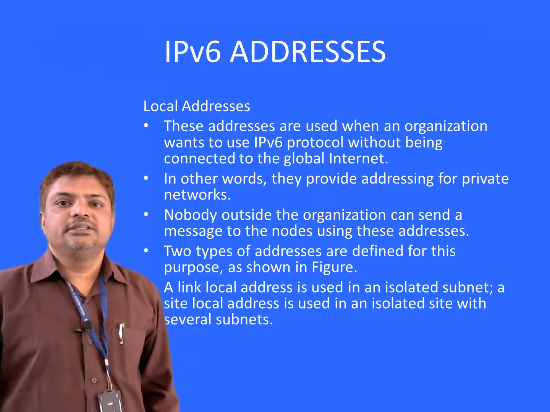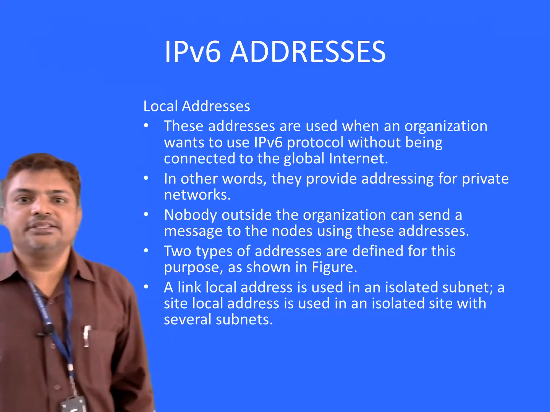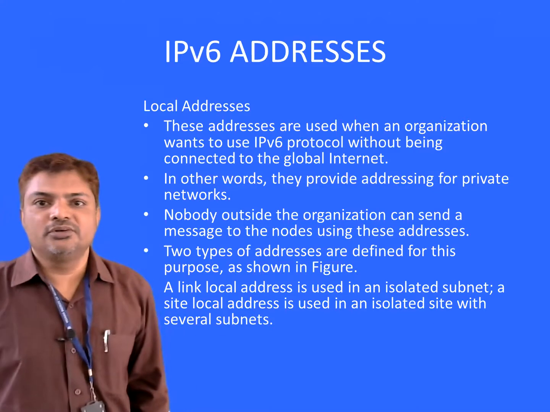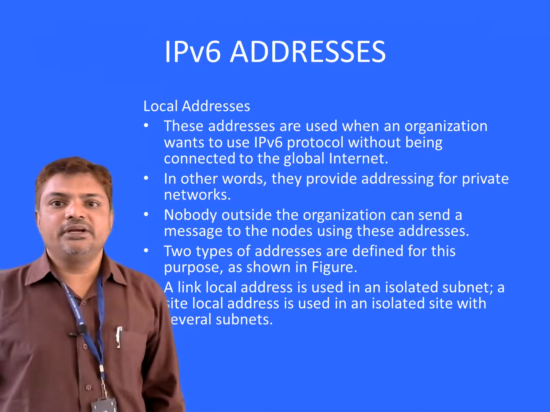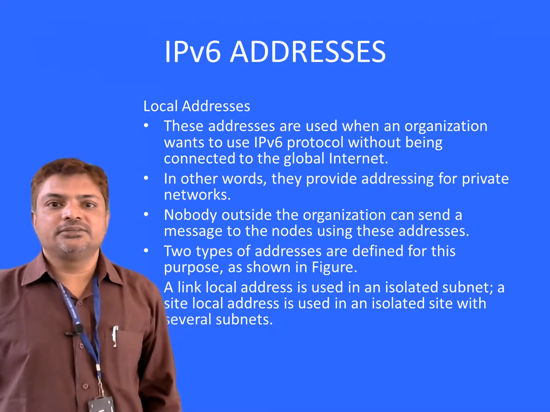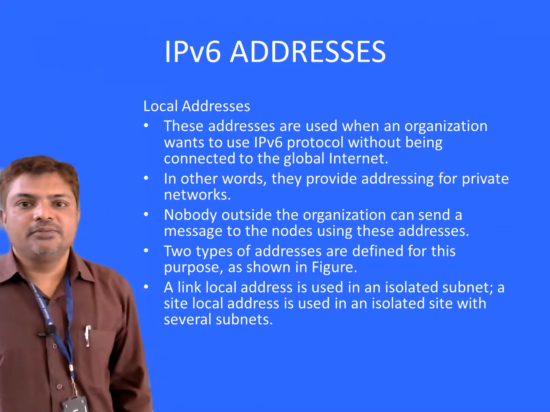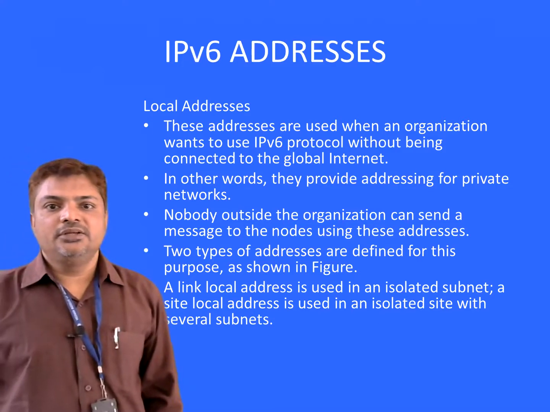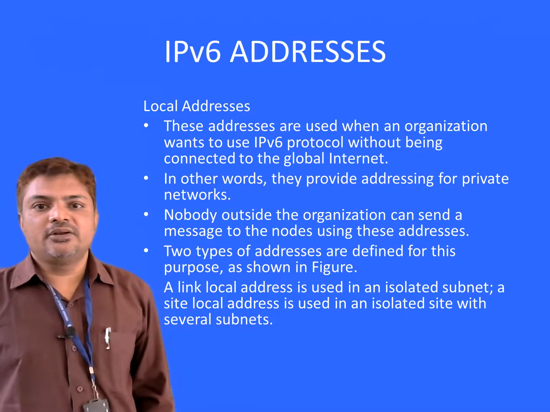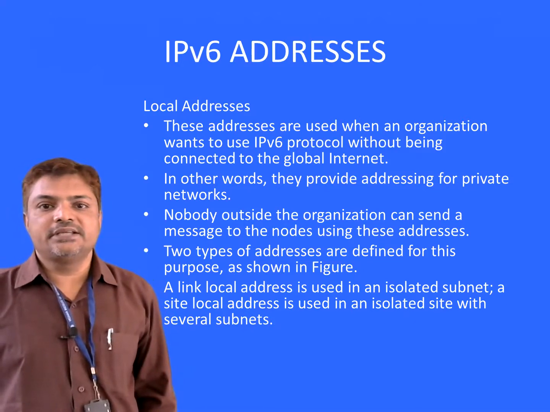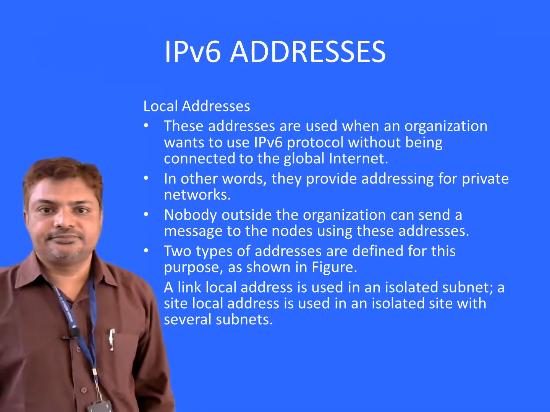Local addresses. These addresses are used when an organization wants to use IP version 6 protocol without being connected to the global internet. In other words, they provide addressing for a private network. Nobody outside the organization can send a message to the nodes using these addresses. Two types of addresses are defined for this purpose. A link local address is used in an isolated subnet. A site local address is used in an isolated site with several subnets.